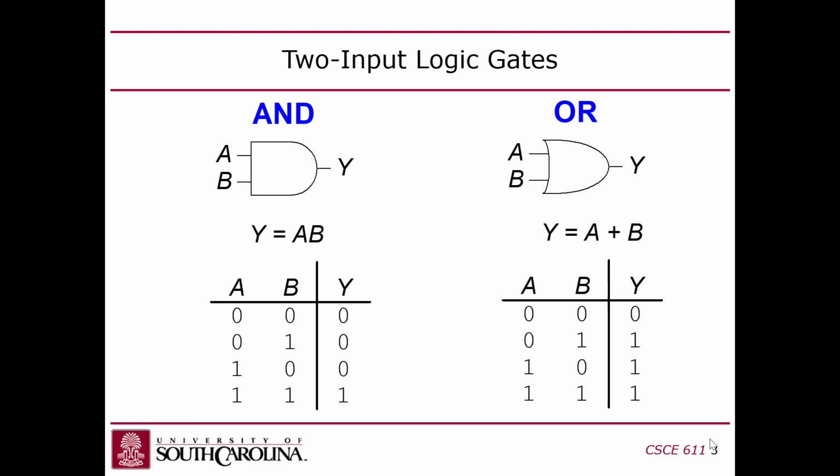So in general, if you have n inputs, then there's 2 raised to the 2 raised to the n power possible gates that you can build from that, right? 2 to the 2 to the n. That's how many gates.